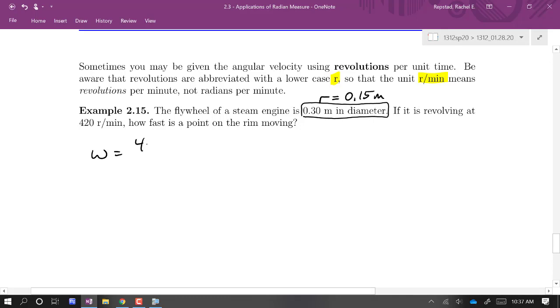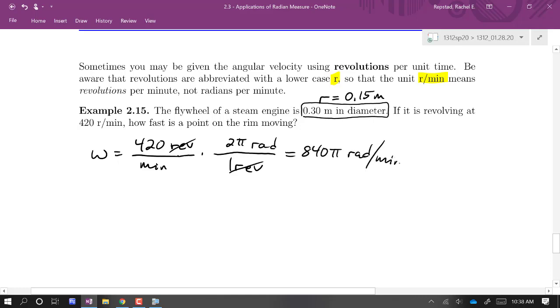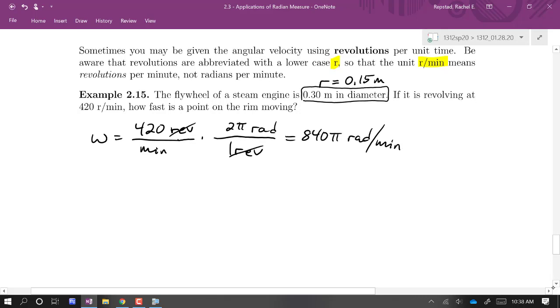So 420 revolutions per minute. Sometimes I'll even write out REV, just to remind myself that's revolutions and not radians. Whatever you have to do to remind yourself of that, go ahead and do it. One revolution is how many radians? 2 pi. So the revolutions cancel. 2 pi times 420 is 840 pi radians per minute. And now we're ready.